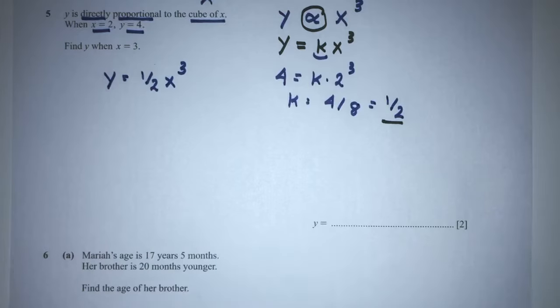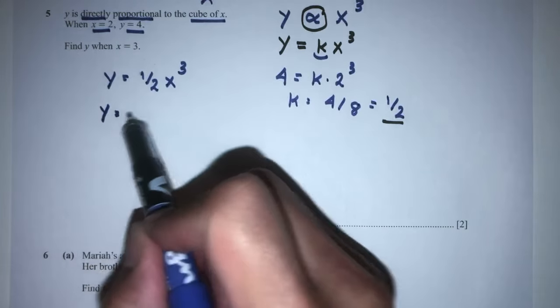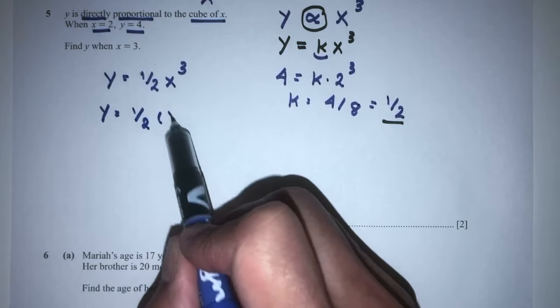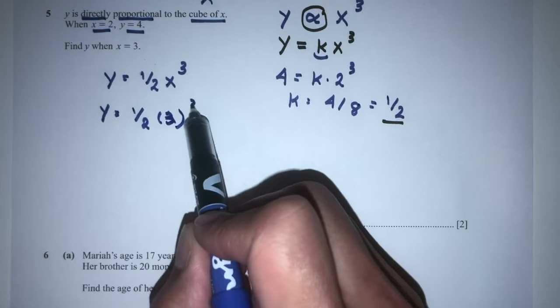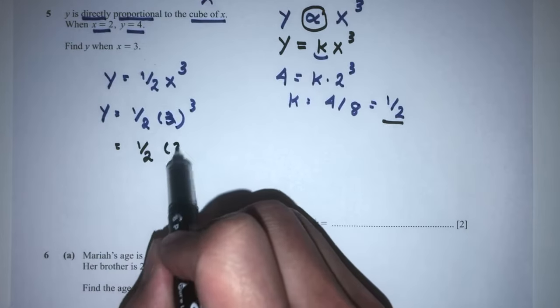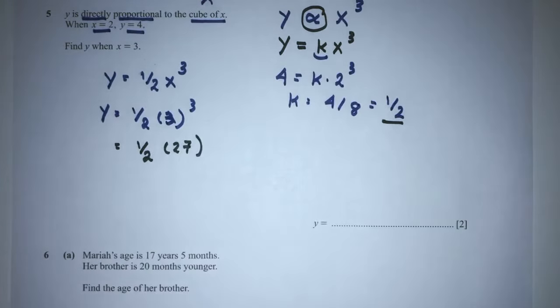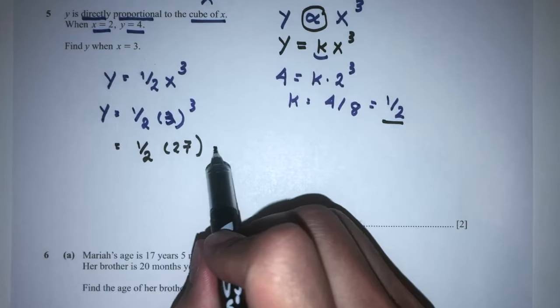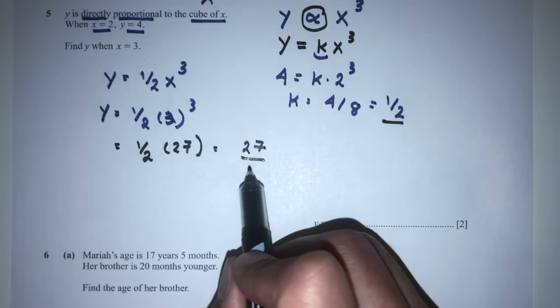Now we have to use that to find the value of y, when x is 3. x is 3, so 3 power 3. So you will have 1 over 2, that will be 27, right? 3 times 3 times 3 is 27. So your answer could be 27 divided by 2.